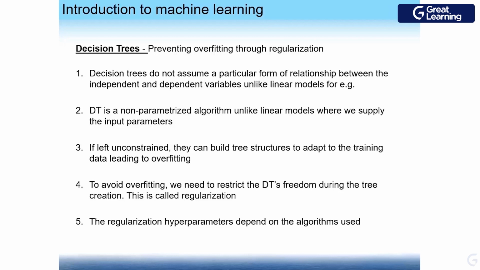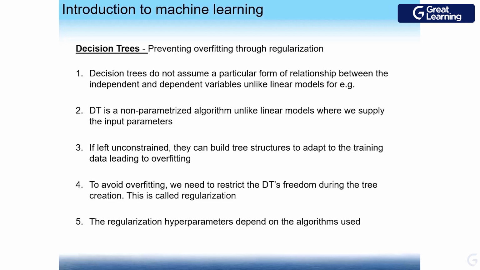So for decision tree, we will have to prevent overfitting. Whenever you're building a decision tree, you have to do regularization. It does not assume any kind of linear relationship between independent and target variables. It is a non-parametric algorithm. It does not have any parameters to find the best fit surface for you.